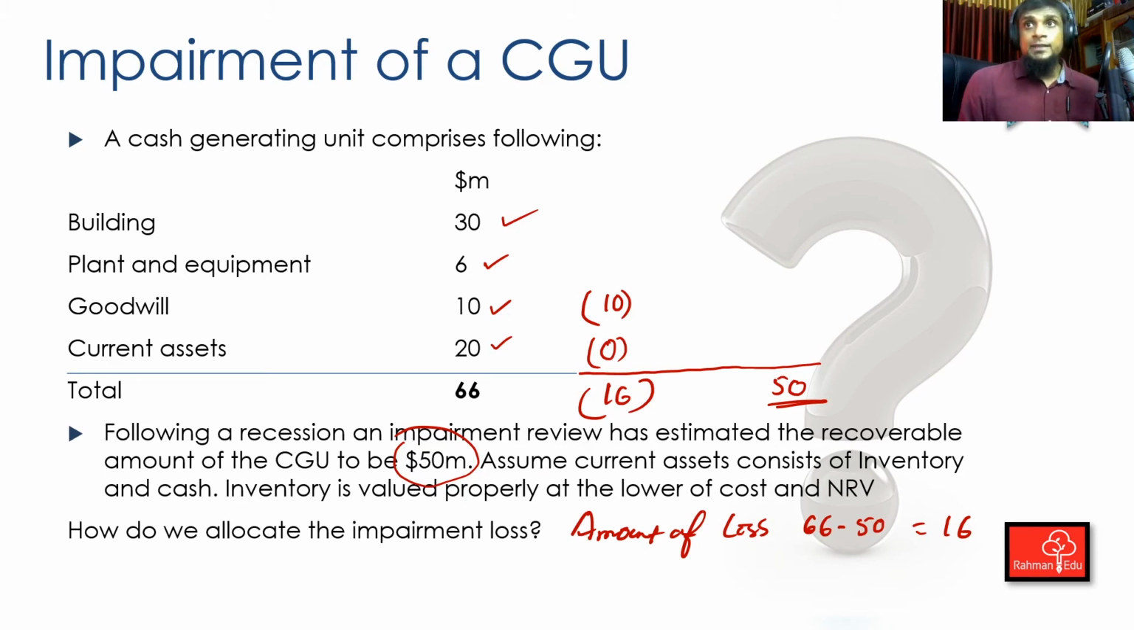All right, then we are left with building and plant and equipment. Who can tell me how much should I put in building? We have still 6 to go. Out of 16, 10 is allocated, 6 to go. How much should I put in building and how much should I put in my plant and equipment?